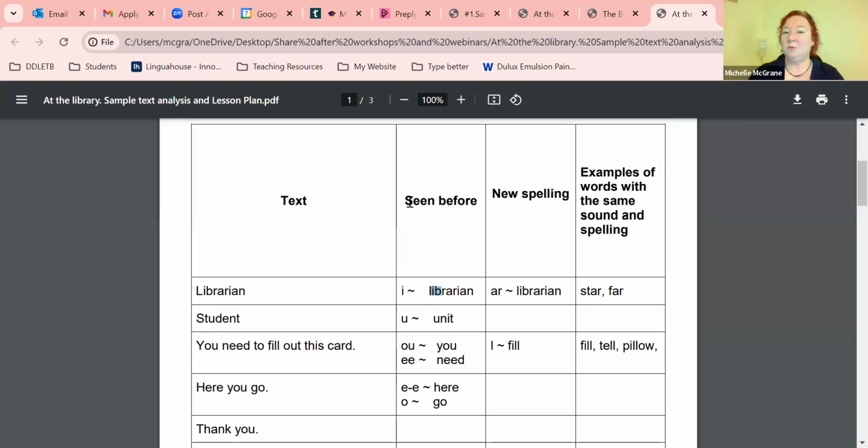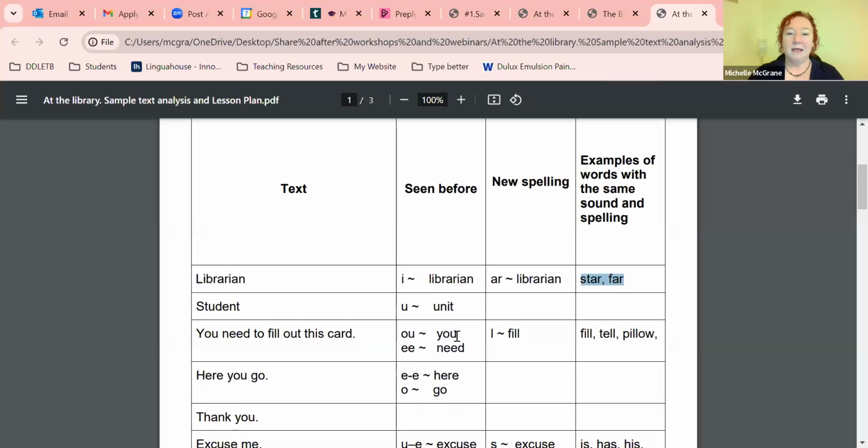Now, that is something that we had actually covered before in a previous lesson, so I have listed that under seen before. What the learners may not have been aware of is that sometimes when a vowel is followed by the R, you get a slightly different sound. Please excuse my very Irish pronunciation. If we had a person from London here, I know they do a better job. But we practice then with other words like star and far.